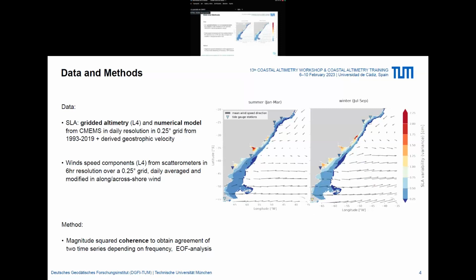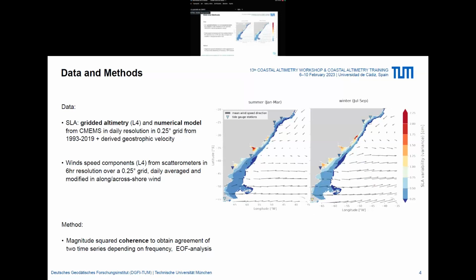The wind speed components that I used are also level 4. They are mainly from scatterometers. It's a merged and gridded product as well. It's actually in a 6-hourly resolution, but of course I used a daily averaged version. And I also modified the wind components into the alongshore and the cross-shore component because this is more relevant and you see the processes better. In the following, we will focus on the alongshore component, which is the wind speed parallel to the coast.